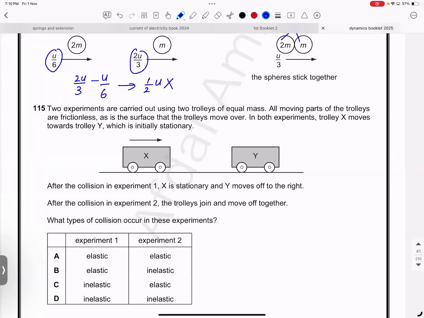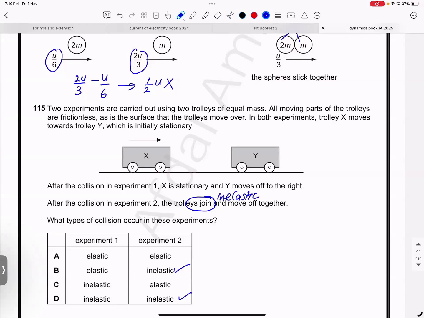In both experiments, trolley X moves towards trolley Y, which is initially at rest. After collision in experiment 1, X is stationary and Y moves off. In experiment 2, the trolleys join together. Whenever they join together, it is always inelastic, as I told you clearly during my explanation session. Why? Because they move together, relative speed of separation is 0, but there is already a relative speed of approach. They are not equal, so experiment 2 is inelastic.